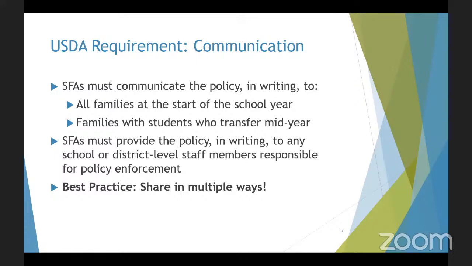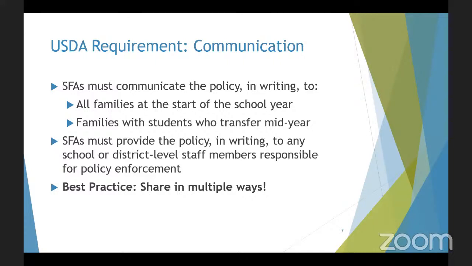USDA requirements: communication. USDA also requires SFAs to ensure the policy is provided in writing to all families at the start of the school year and to families with children transferring to the SFA during the school year. There are a variety of ways to meet this requirement, and USDA allows SFAs to choose the option that works best for them. USDA encourages SFAs to share the policy with families in a variety of ways to make sure everyone gets the message.